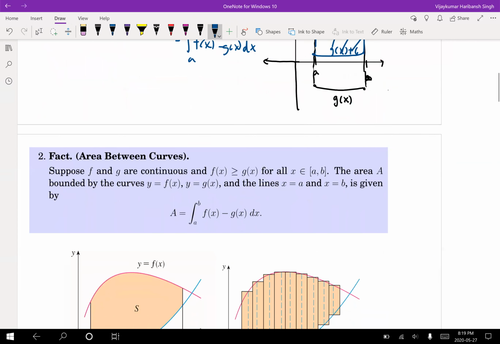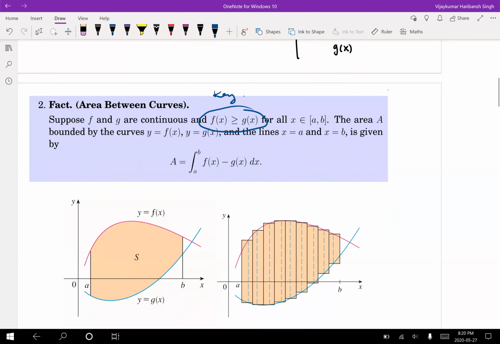So let's look at the result now. If you have f and g as two continuous functions, and f of x is greater than or equal to g of x for all x in [a, b], this is the key important part. The area A bounded by y equals f of x and y equals g of x, between the lines x equals a and x equals b, is how the region looks like. This is given by the integral from a to b of f x minus g x dx. So this is how you find the area. Areas will always be positive in these examples.